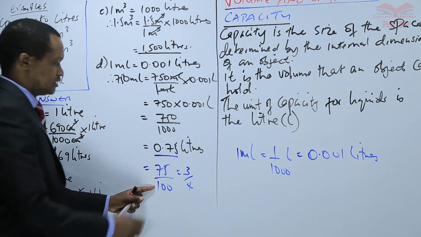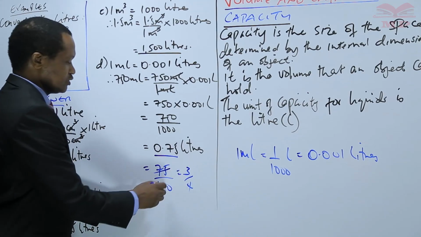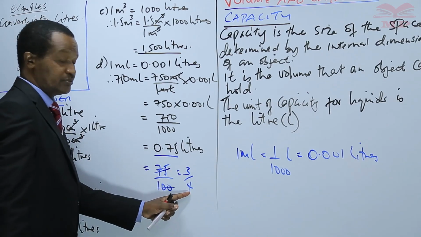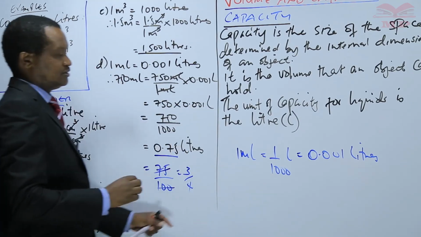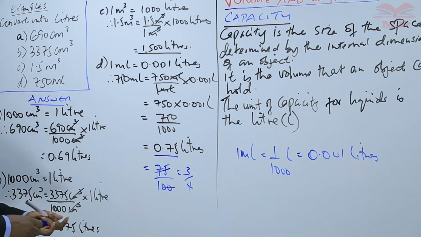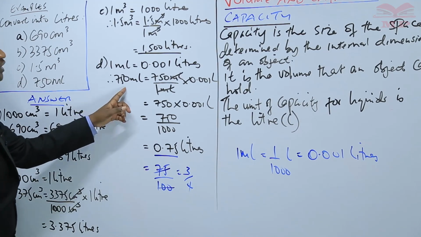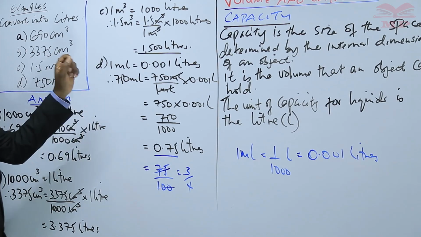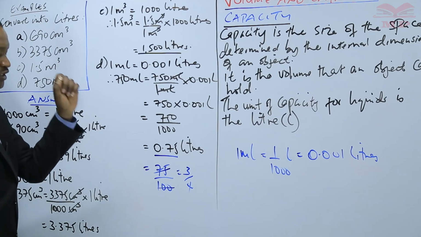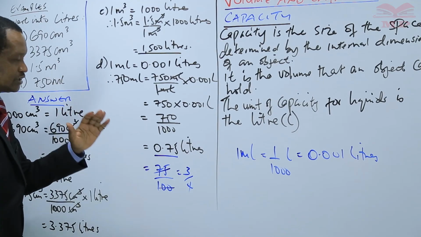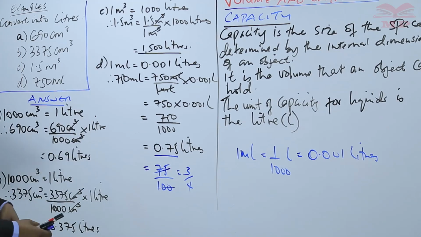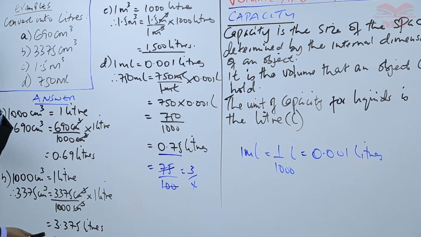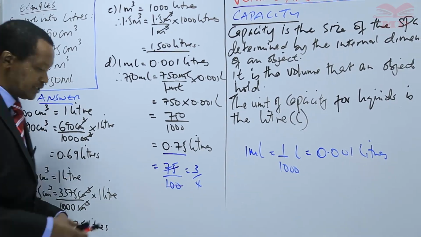25 goes here 3 times, 25 goes here 4 times. So it is 3/4 of a liter. So that is the conversion of 750 milliliters into liters. It's not yet a full liter. It's just a part of a liter. So that is what we can discuss in our today's lesson on capacity.